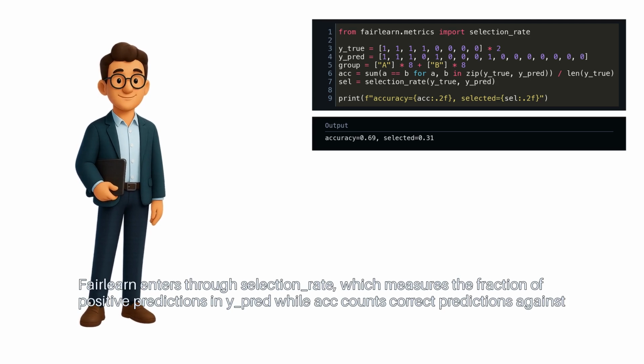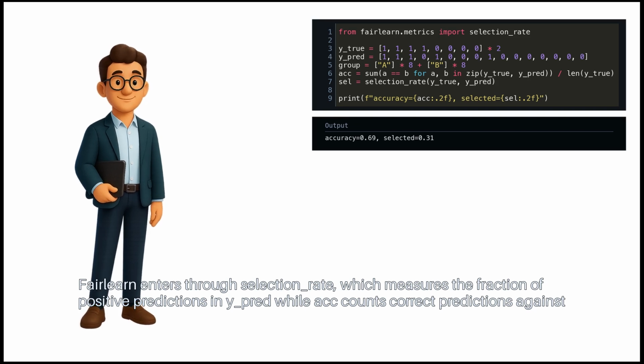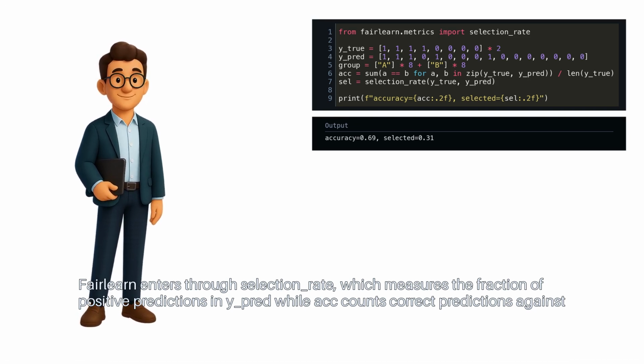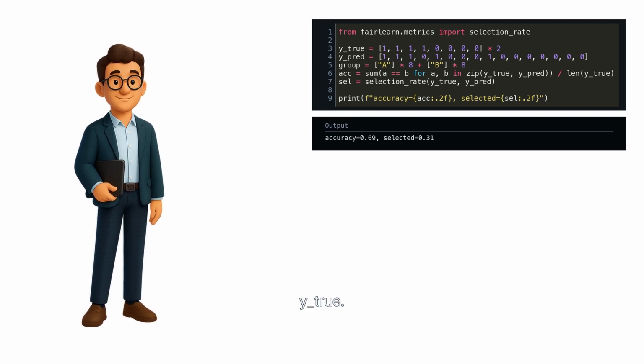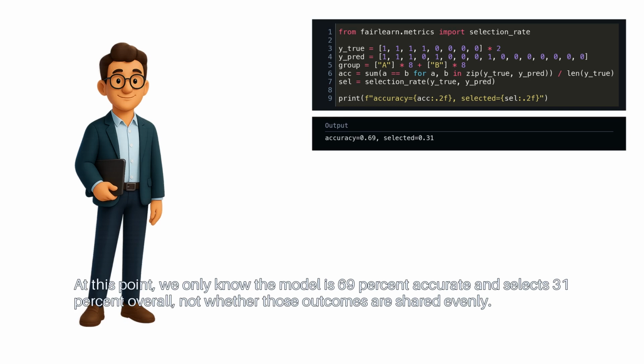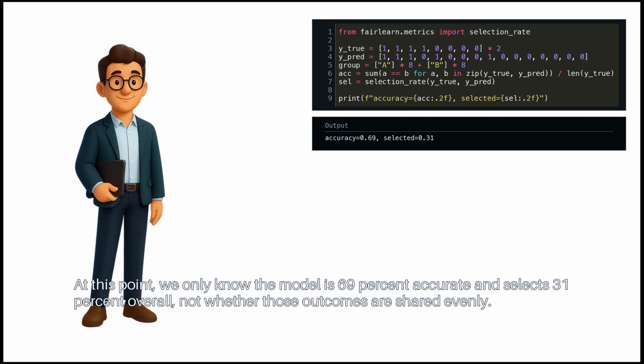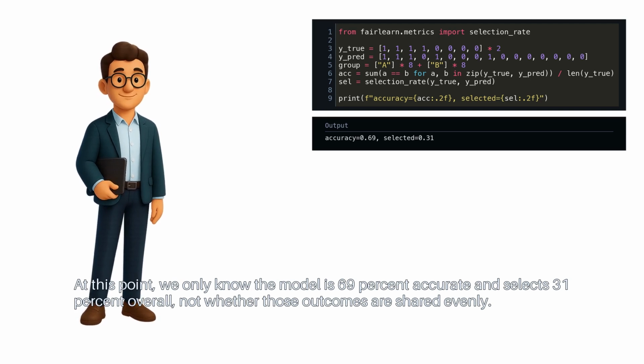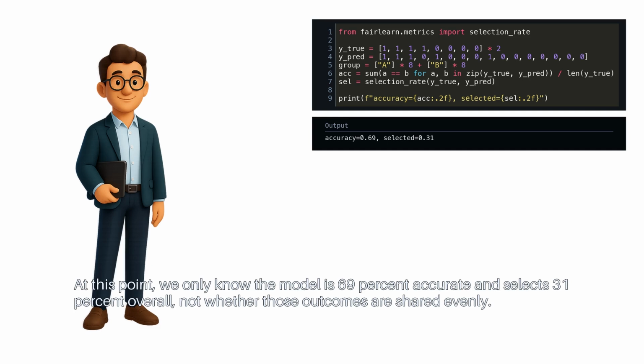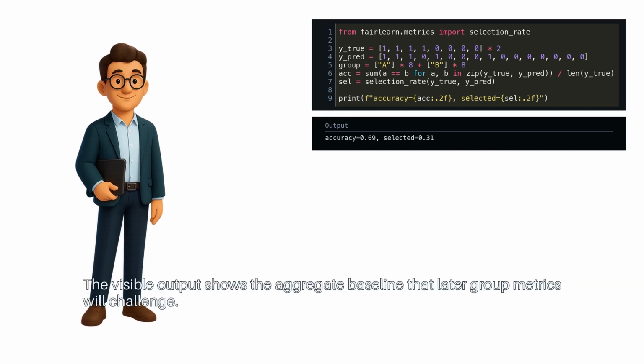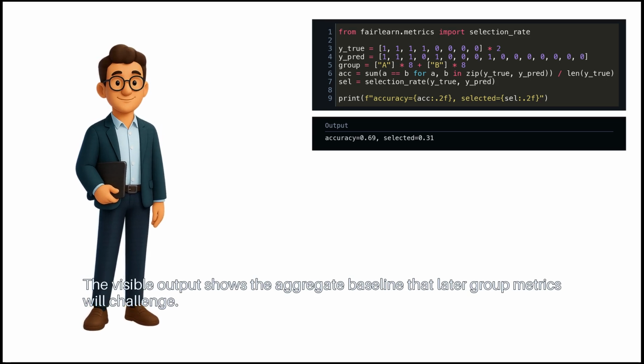Fairlearn enters through selection rate, which measures the fraction of positive predictions in Y-pred, while accuracy counts correct predictions against Y-true. At this point, we only know the model is 69% accurate and selects 31% overall, not whether those outcomes are shared evenly. The visible output shows the aggregate baseline that later group metrics will challenge.